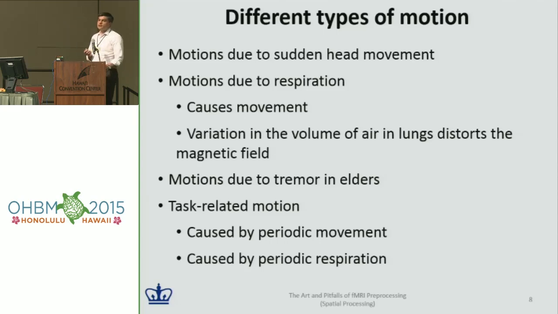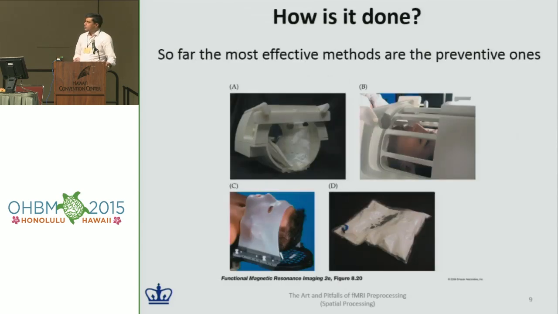So you need to understand what kind of motion you're dealing with before you start attacking it. If you don't know what your motion is and what is causing it, just applying a motion correction or realignment is not going to solve your problem. So how is it done? So far, the most effective technique that I have seen is to prevent it. So try so hard for your subject not to move.